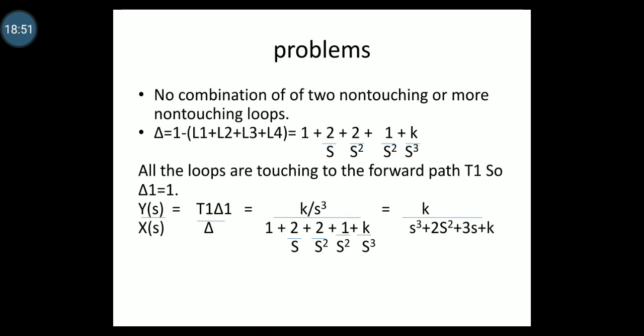Y of s by x of s is T1 delta 1 by delta, which is k by s raised to 3 divided by 1 plus 2 by s plus 2 by s square plus 1 by s square plus k by s raised to 3, which is k divided by s raised to 3 plus 2s square plus 3s plus k. Okay. I request all of you to solve these problems on your own. Work out these problems, understand the problems, and continue next.